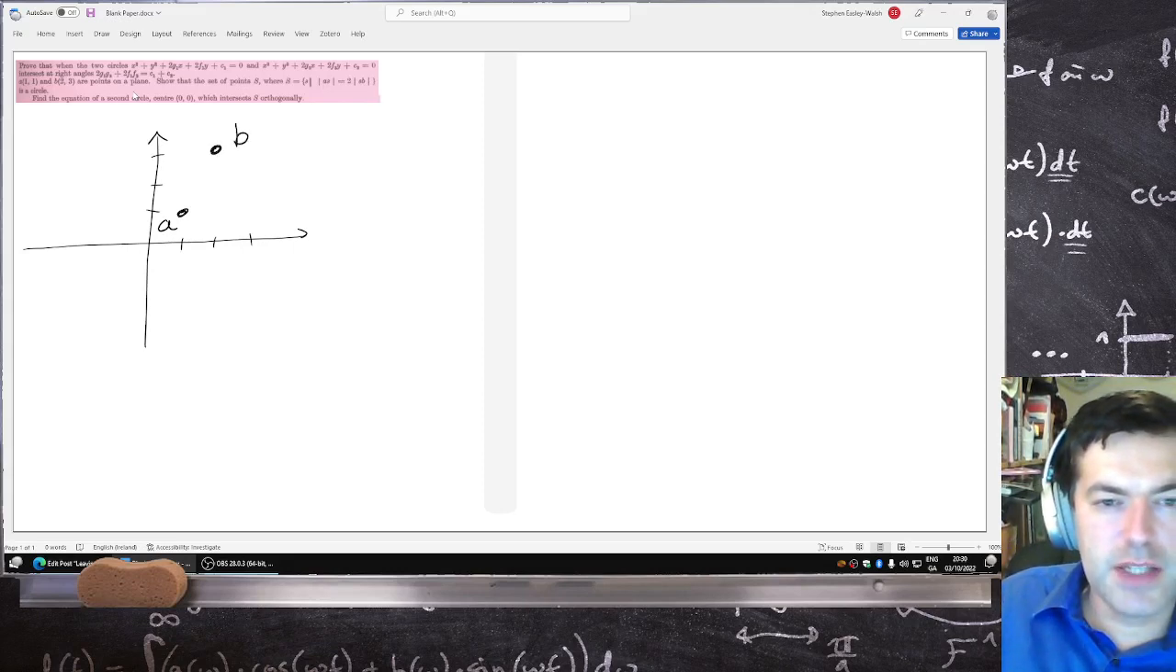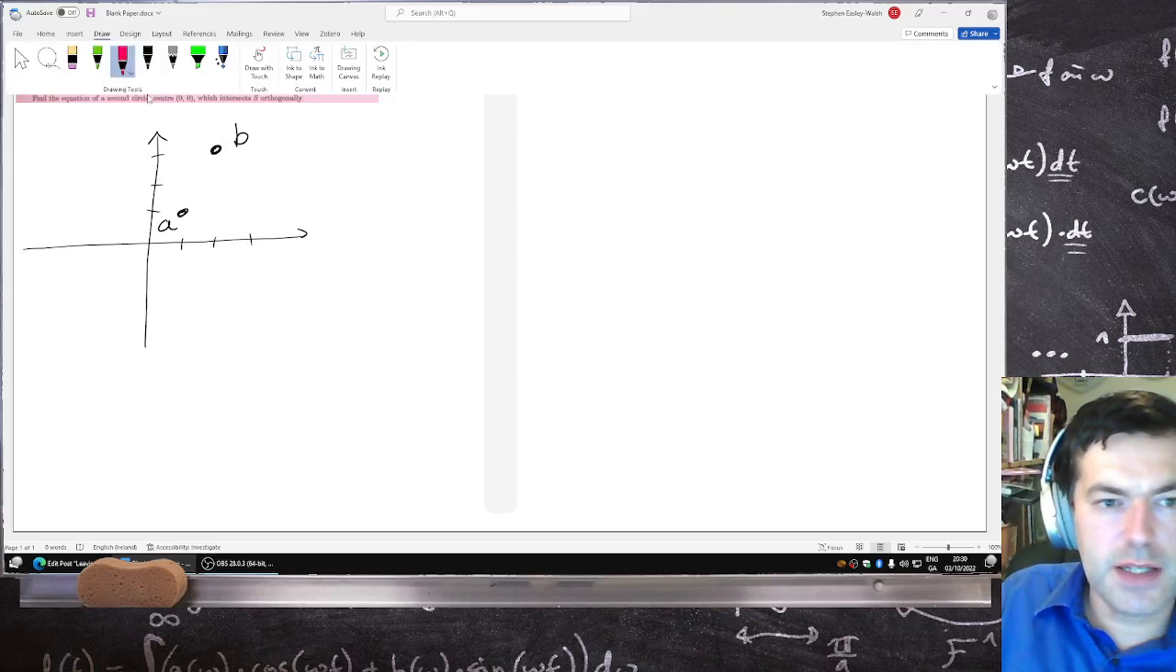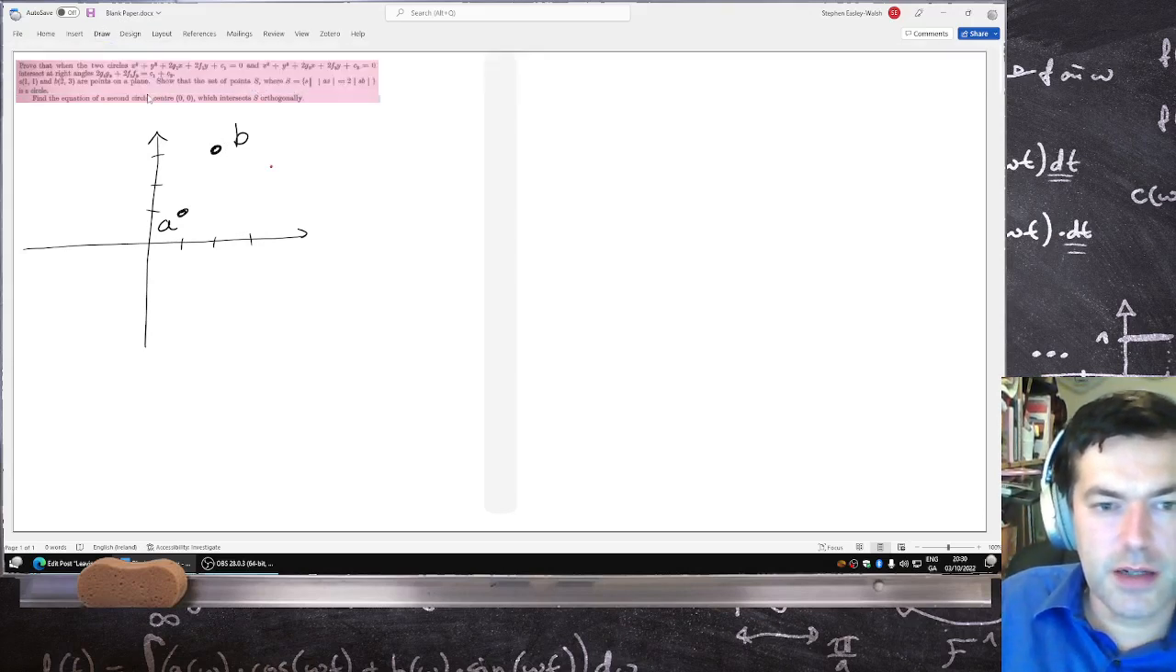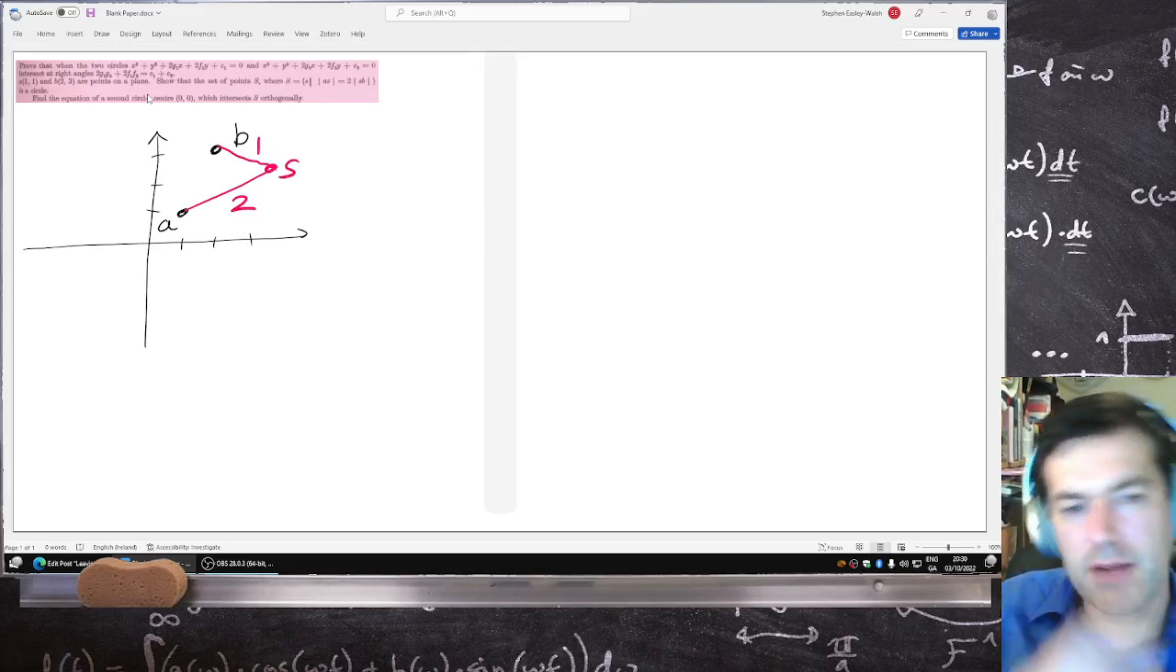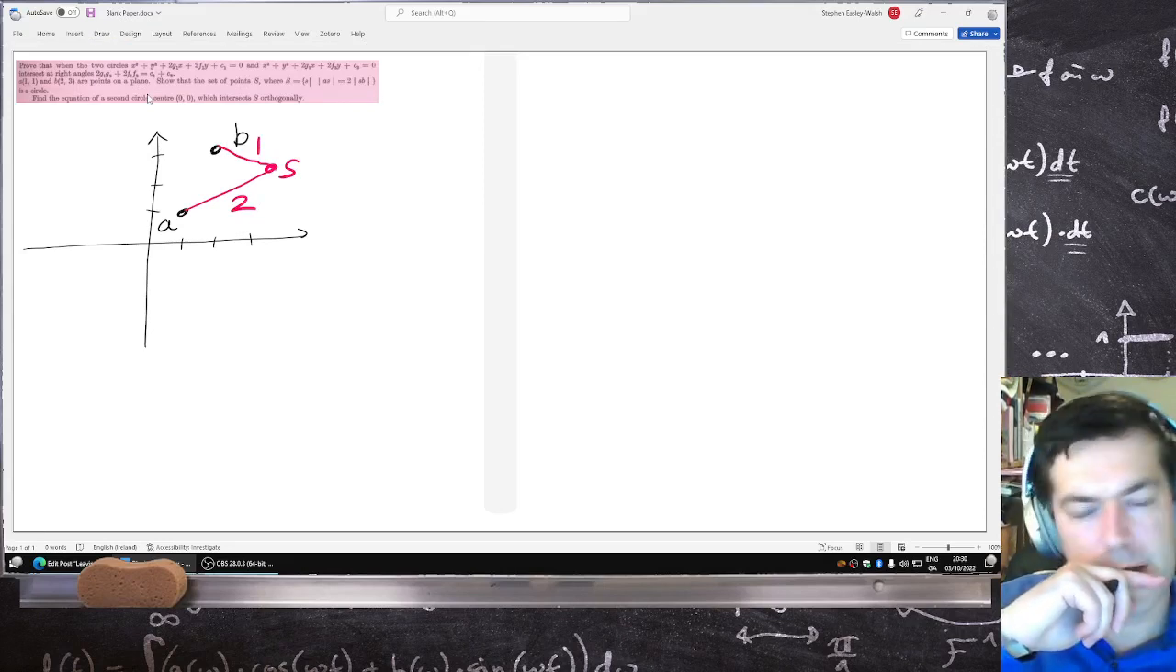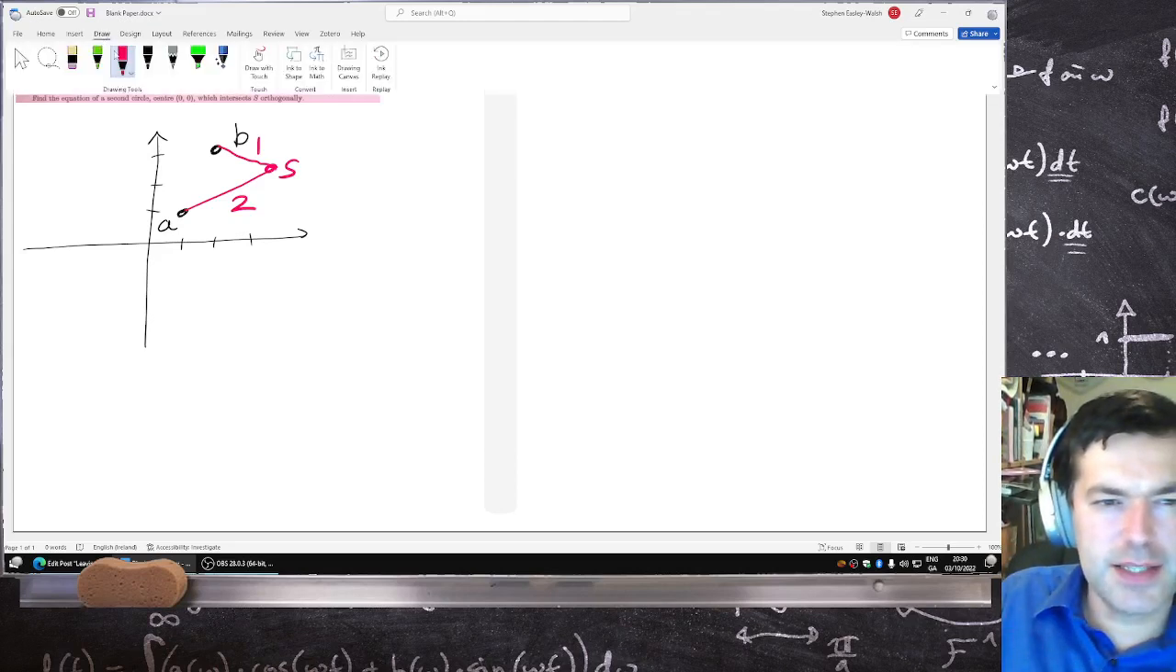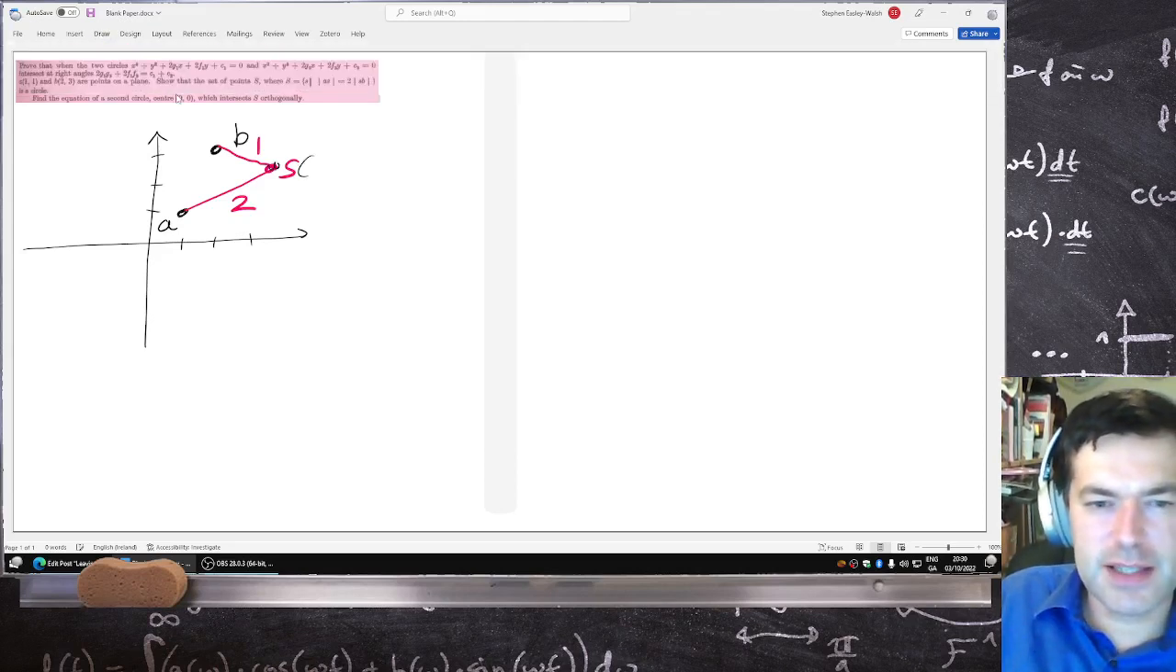Show that the set of points S where AS equals twice AB. So for example, you have some point here like S, and this distance here is twice that distance. And if you maintain that ratio around, you'll form a circle. So feeling like distance is what we need. If we call S (x, y), B is (2, 3), A is (1, 1).